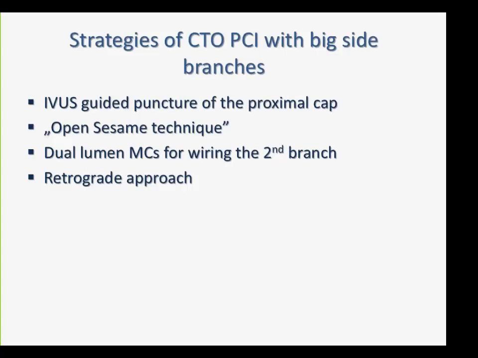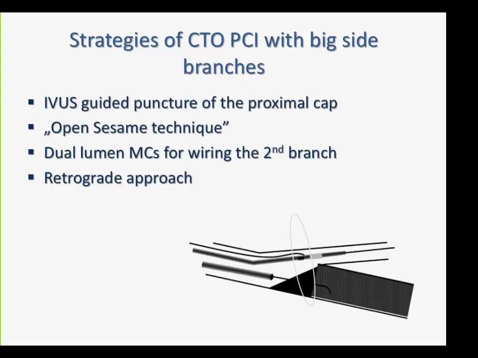Of course, there are strategies during CTO PCI with big side branches at the proximal or the distal cap, which can overcome this problem and this difficulty. The first, which is well known, is that the proximal cap can be better identified by IVUS than by angiography, especially if the beta angle is low, so there is a shallow angle between the branches.